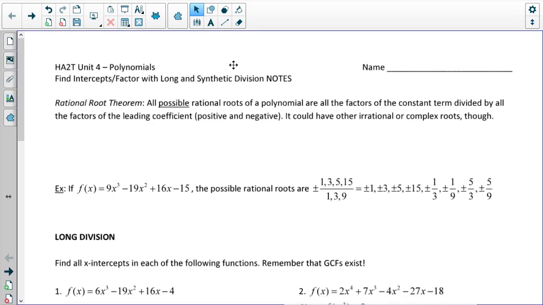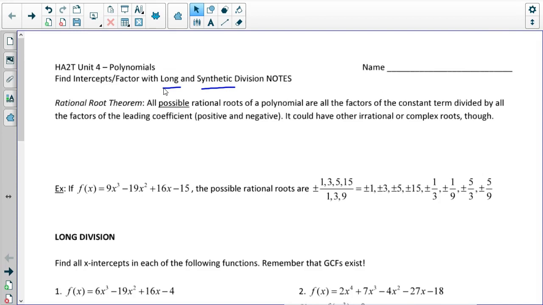Last time we talked about factoring using a variety of methods: traditional factoring, factoring with the difference of two squares, the sum or difference of two cubes, and then we learned how to factor by grouping. Today we're going to talk about how to find factors of a polynomial if we can't use any of those easier methods. Long and synthetic division is how we do that.